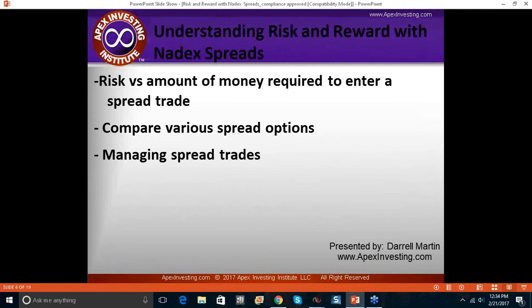We're going to talk about risk and reward with Nadex spreads. We're going to talk about risk versus the actual amount of money you're required to enter a spread trade.